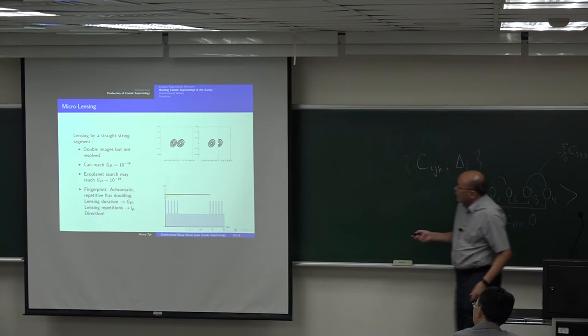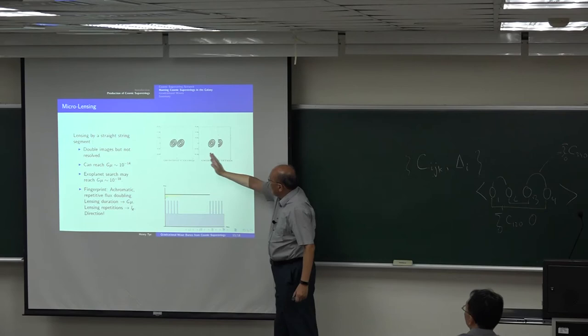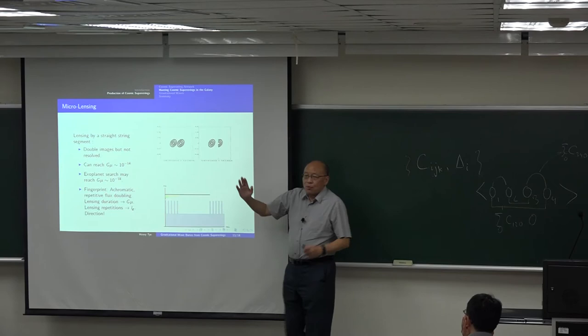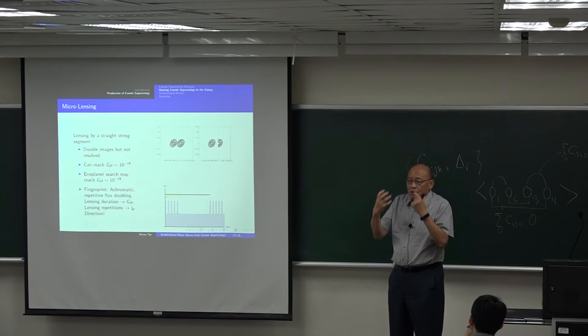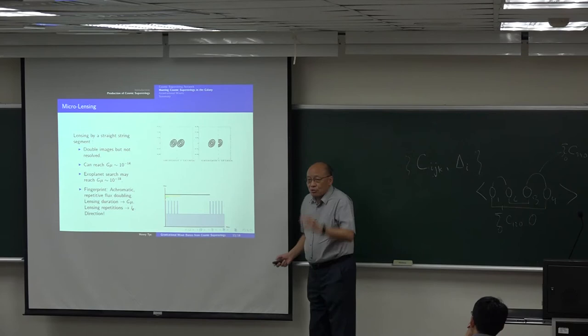As a cosmic string in between moves around, as you move away, the double image becomes single, and move further, you go back to a single star. So when a cosmic string moves in front of a star, you can see double. However, we're not able to resolve the two stars, but what we see is that the luminosity increases, showing double in a period of time. And then we go single. So the string will oscillate, and then you produce this behavior.